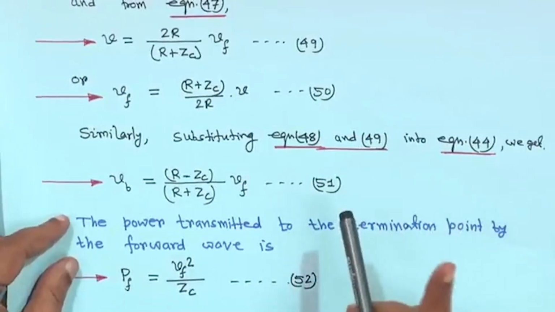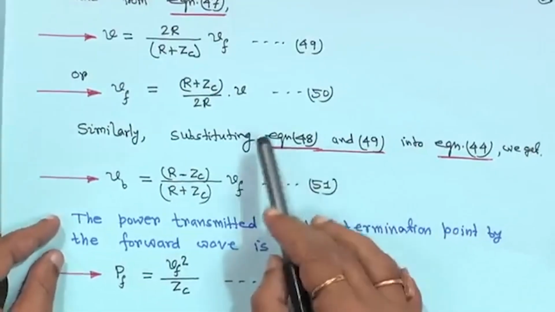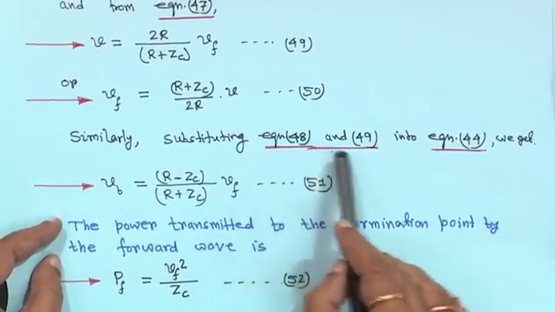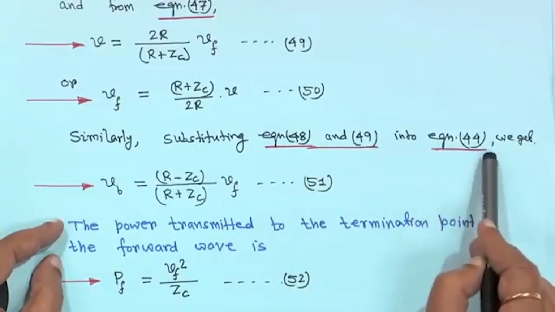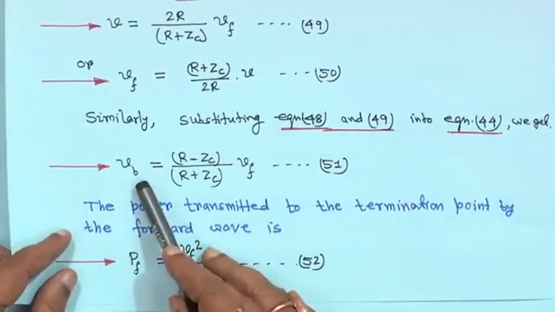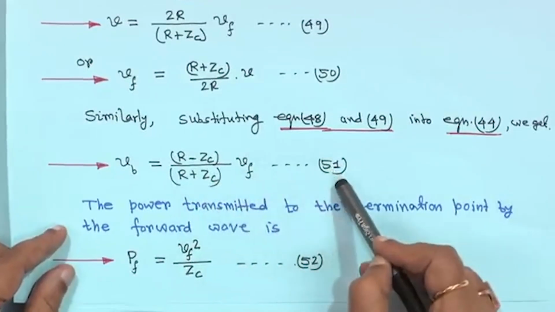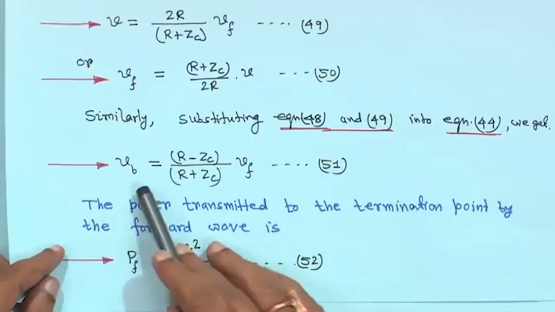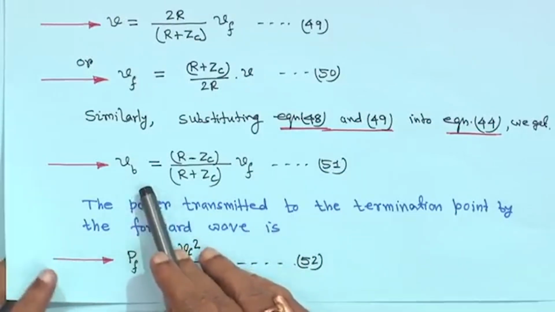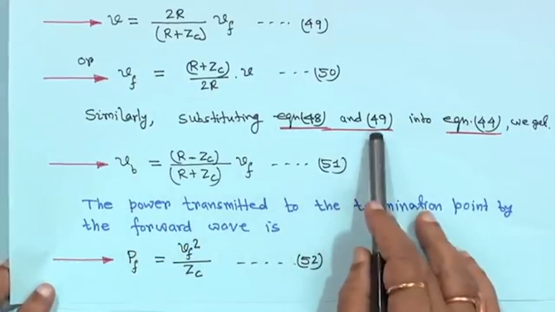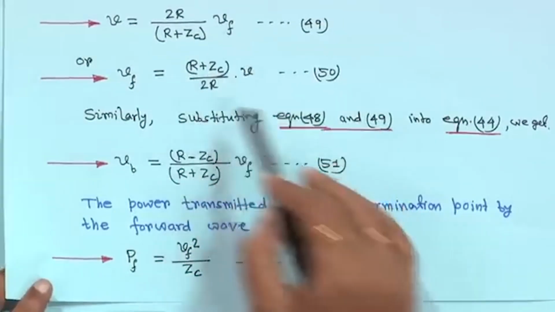Similarly, for Vb, substituting equations 48 and 49 into equation 44, you will get Vb is equal to R minus ZC by R plus ZC into Vf. This is equation 51. This is the expression for Vb. Just do it yourself; I have shown all these things, and if you put it in, you will get it there.